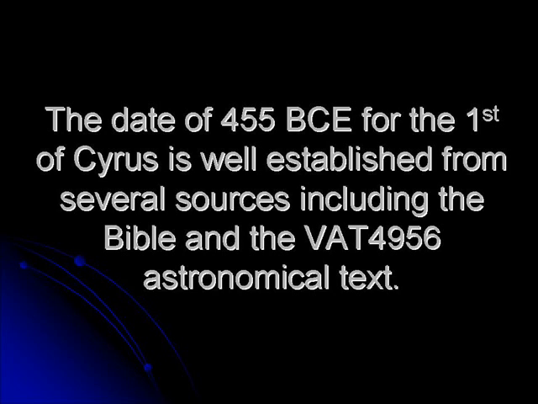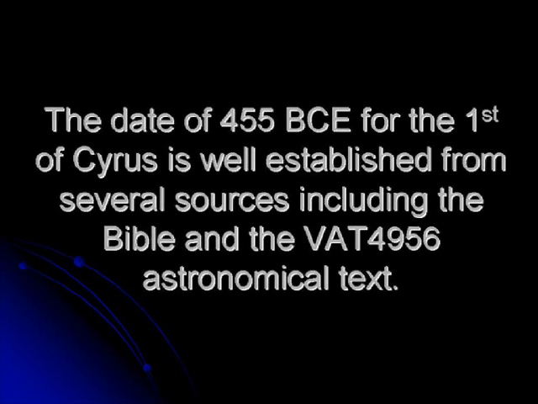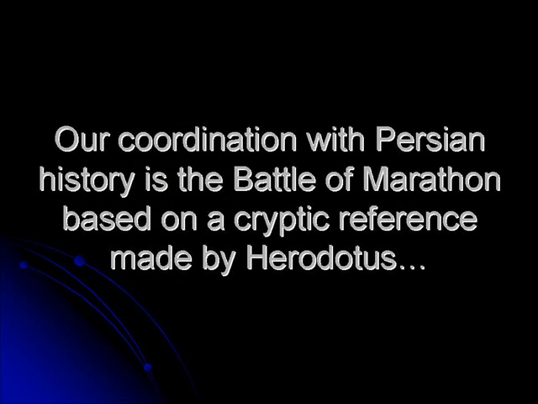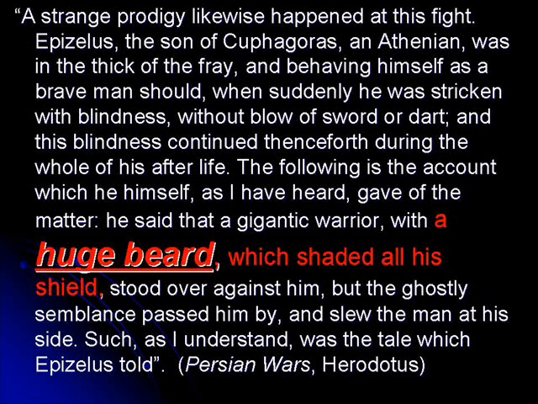455 BCE is our dating for Cyrus, which we can confirm by the VAT 4956 in the Bible, and we can coordinate that in connection with a cryptic reference by Herodotus for when the Battle of Marathon happened. You can stop and read this in detail, but basically it talks about there having been an account in which a man had given him a matter of a gigantic warrior with this huge beard at Marathon killing a guy next to him. Of course, the huge beard reference is a reference to Darius the First.